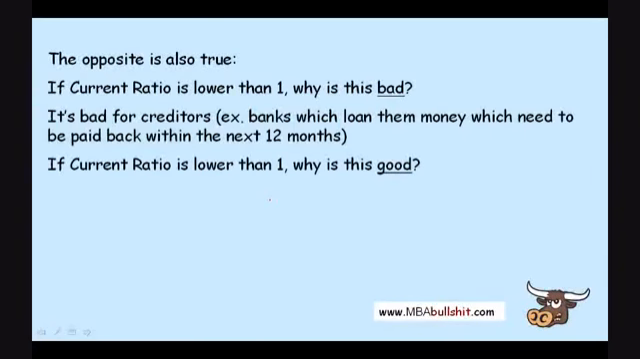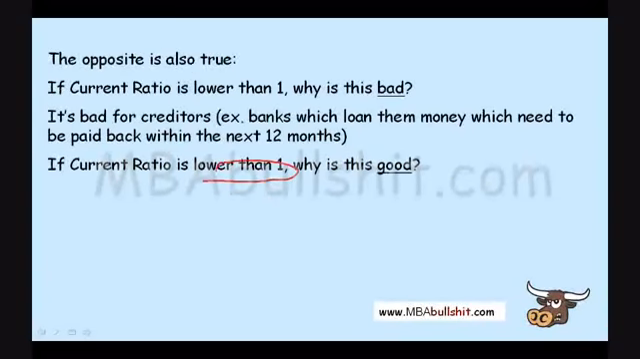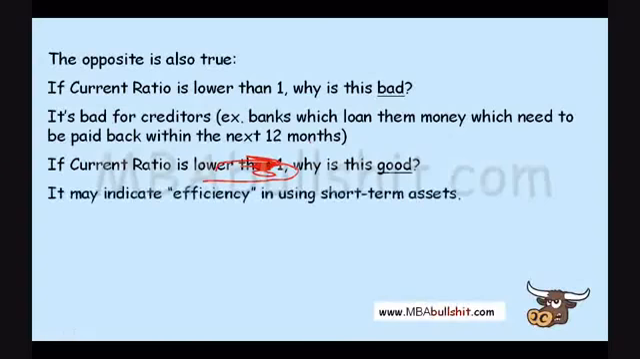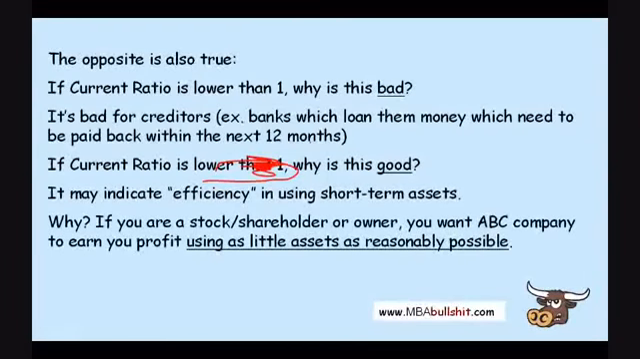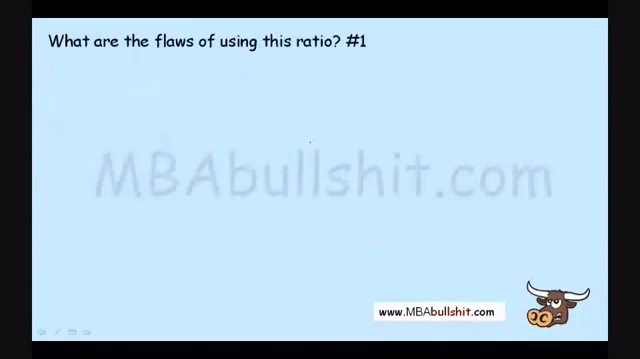But if it's lower than 1, can it also be good? Well, not necessarily. I think a better way to say it is, if the current ratio is lower, why is this good? It might indicate efficiency in using short-term assets. Why? If you are a stockholder or a shareholder, you will want ABC company to earn you a profit using as little assets as reasonably possible. Okay, so that's it.